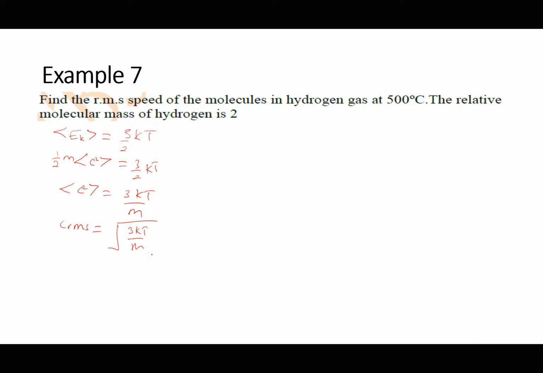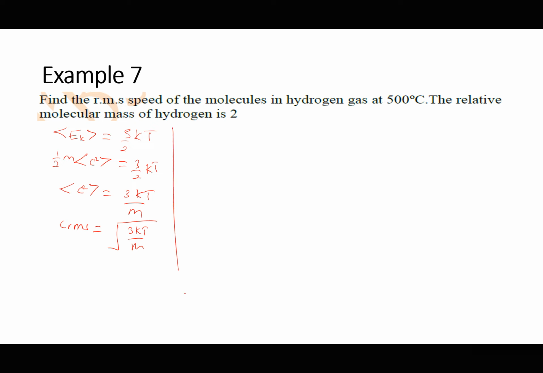That means we need actually the total kinetic energy of all the molecules. So I will have to multiply this by the number of molecules. Note that if the relative molecular mass of hydrogen is 2, that means 1 mole of hydrogen is 2 grams, which contains 6.02 times 10 power 23 molecules.